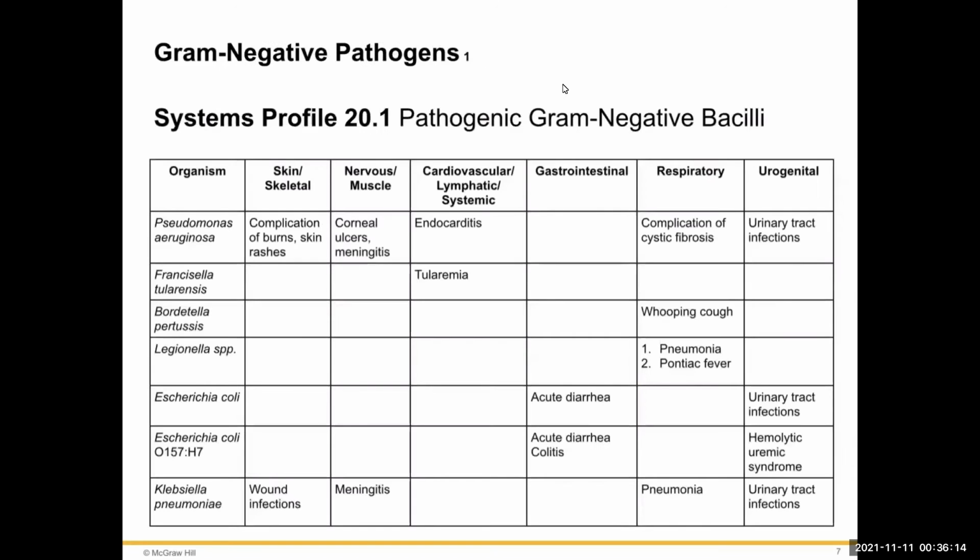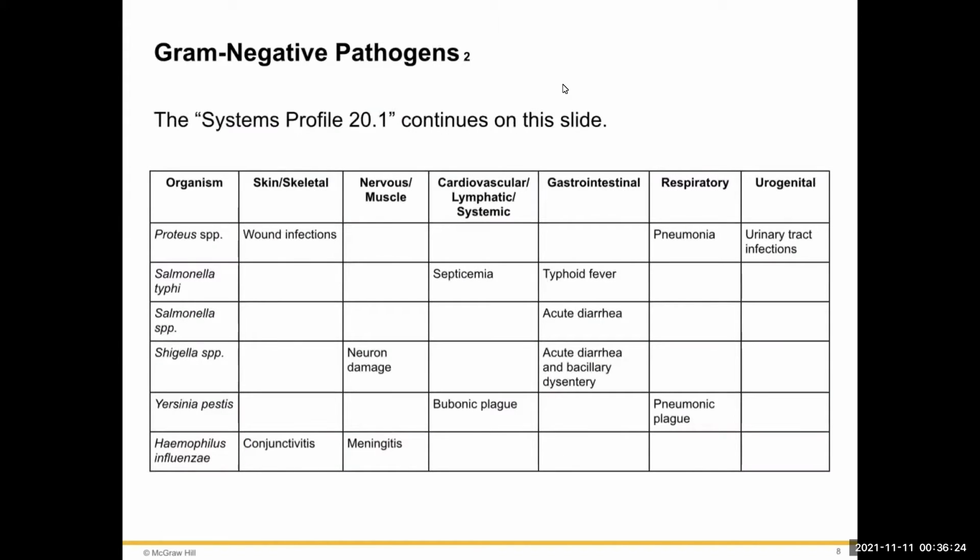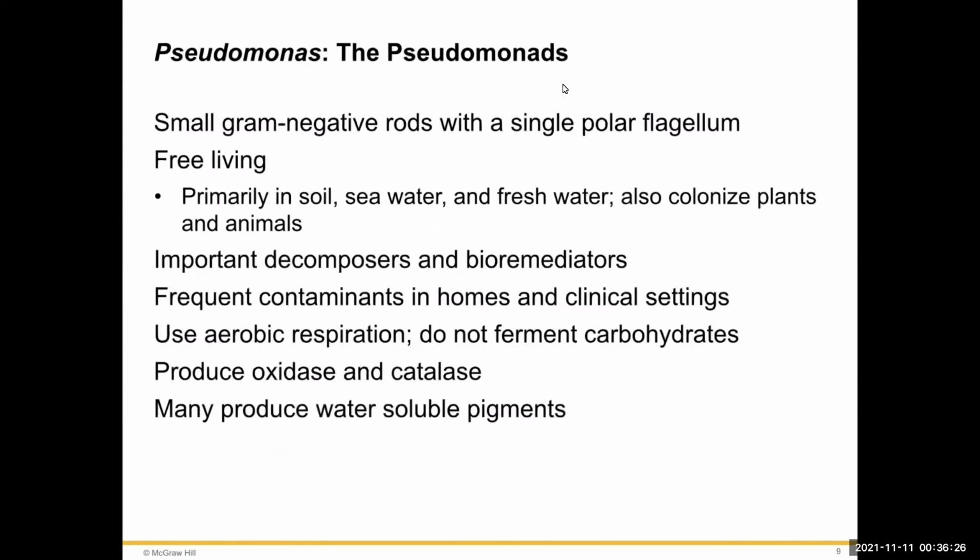Okay. This is a flow chart of the different types of pathogenic gram-negative bacilli, and we'll go through each one of these. This is kind of a summary of what we're going to cover here. Those are the two charts, and this is Pseudomonas. Those are small gram-negative rods with a single polar flagellum. They're free living, found primarily in soil, seawater, and fresh water, and they also colonize plants and animals.